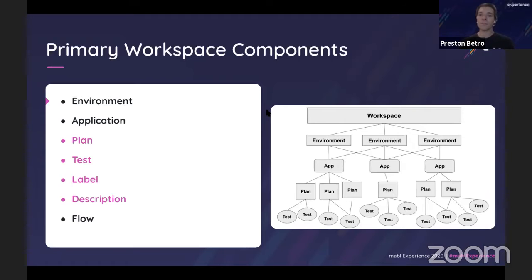All right, the workspace itself houses environments, applications, plans, tests, and some of the other things that you see here. But what we're going to be focusing on is highlighted in pink: plans, tests, labels, descriptions, right? Briefly going over each one. Plans, think of those as an ordered group of tests that hold the configuration for how mabl carries out automation. Tests, the functionality itself that you are testing.